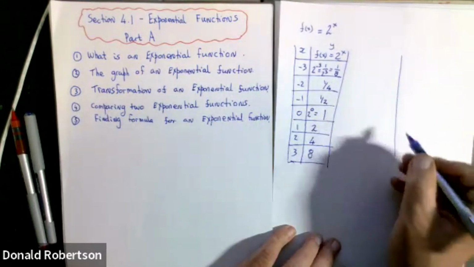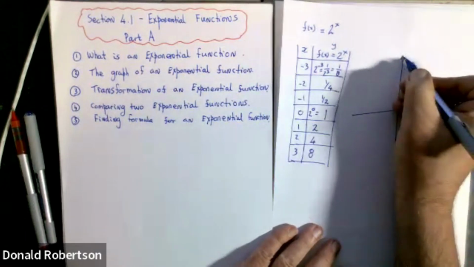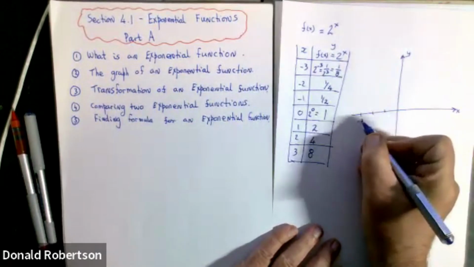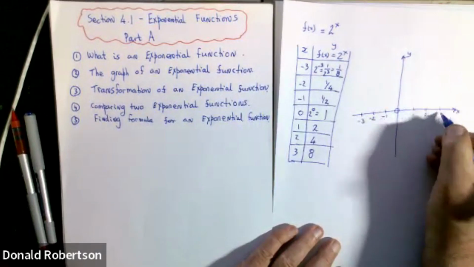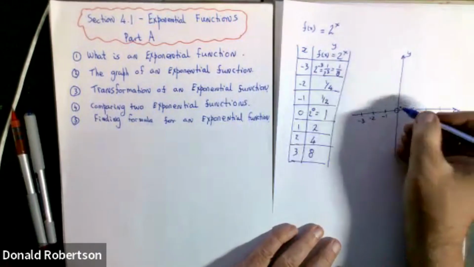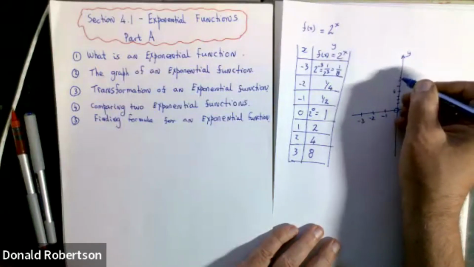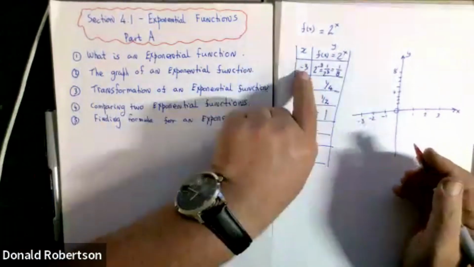So you go here. I know this is white paper. Can you pretend it was square paper? And you would go -3, -2, -1, 0, 1, 2, 3. Looks like I need 8. So 1, 2, 3, 4, 5, 6, 7, 8. So now I just plot the points.